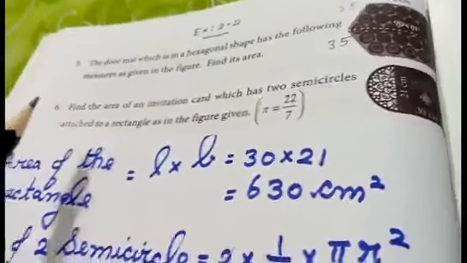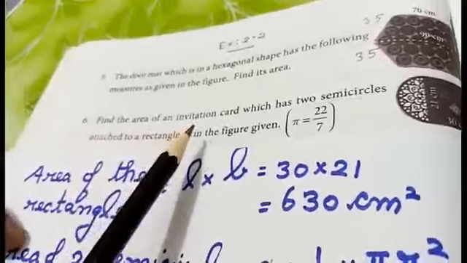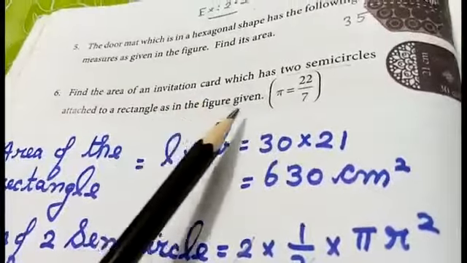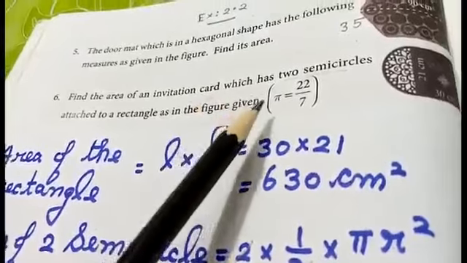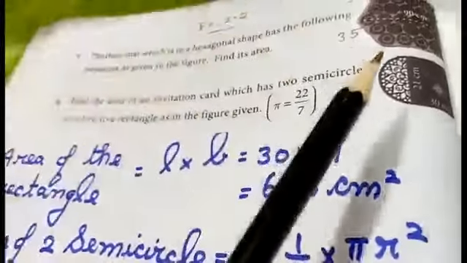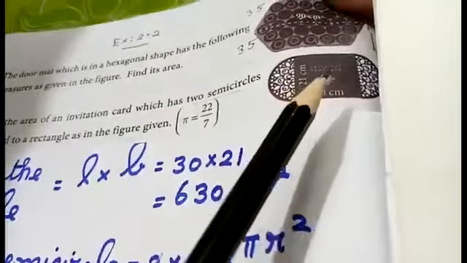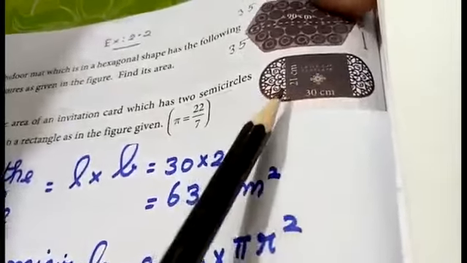Exercise 2.2, sixth sum. Find the area of the invitation card which has two semicircles attached to a rectangle as in the figure given. Here I am going to take pi as 22 by 7. If you see the figure, in the middle part I am having the shape of a rectangle, and I am having two semicircles here, students.